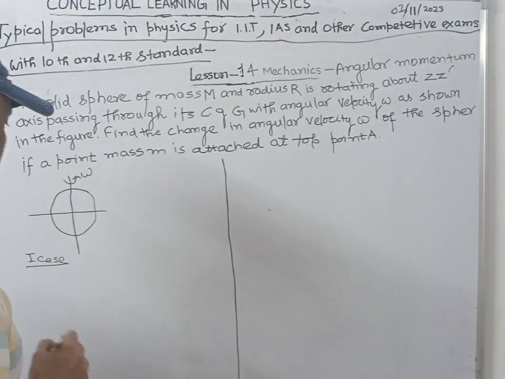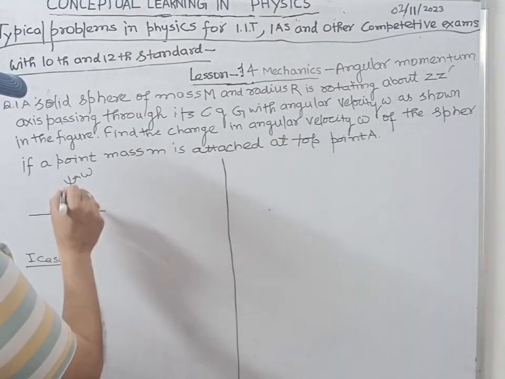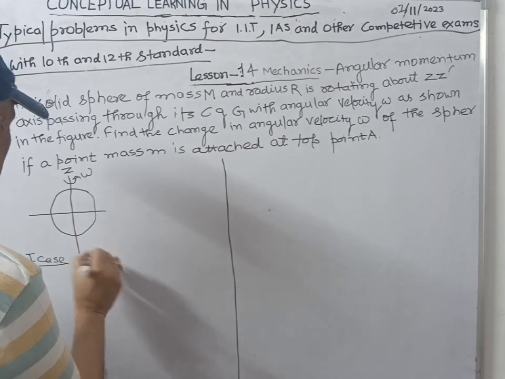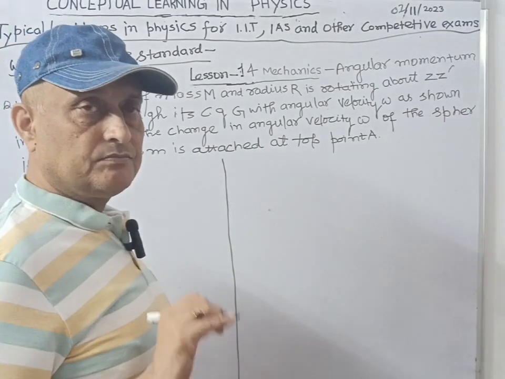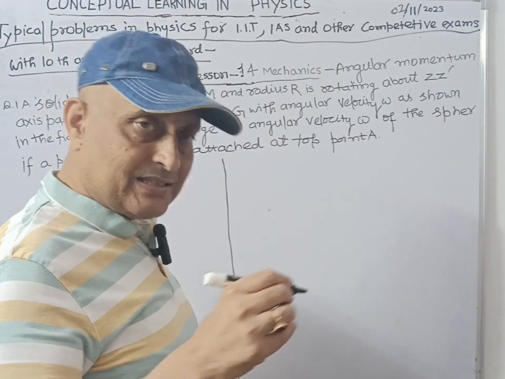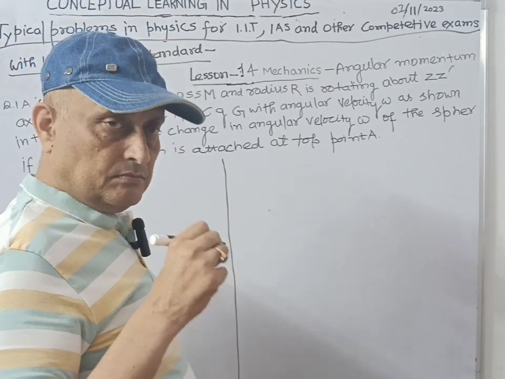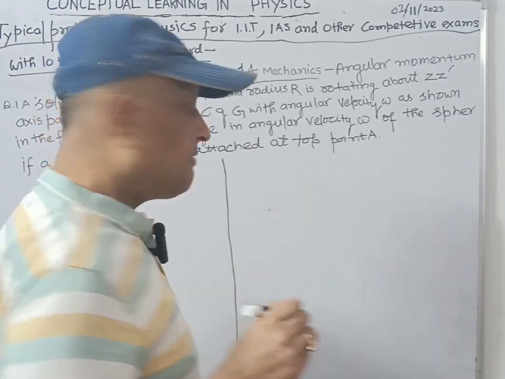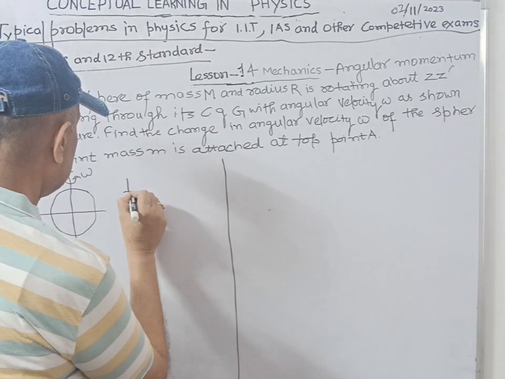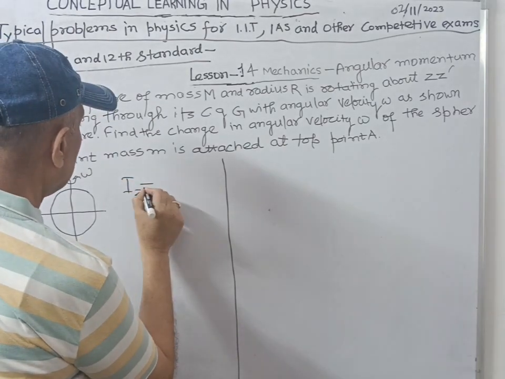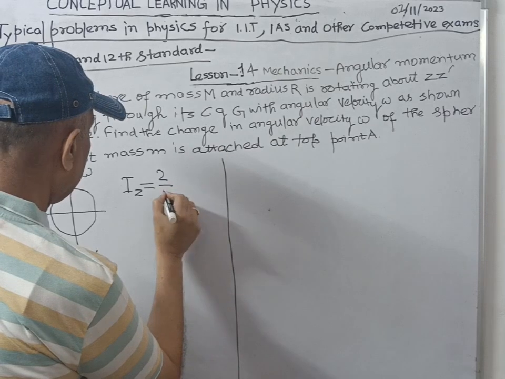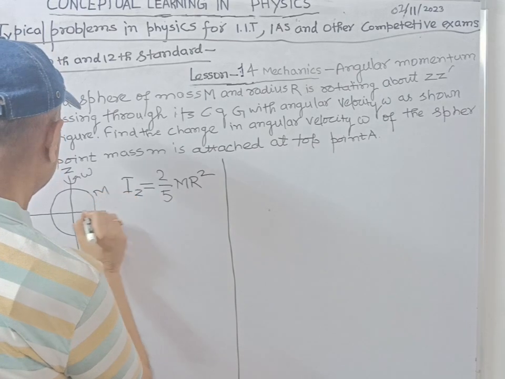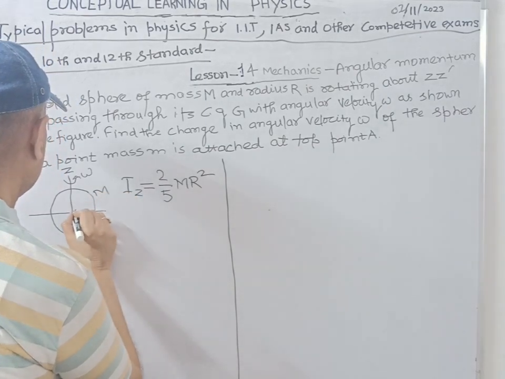Now in this original case, the moment of inertia of the sphere about the axis of rotation, or axis z', will be given by I_z equal to 2 by 5 m r square, mass m, radius r.